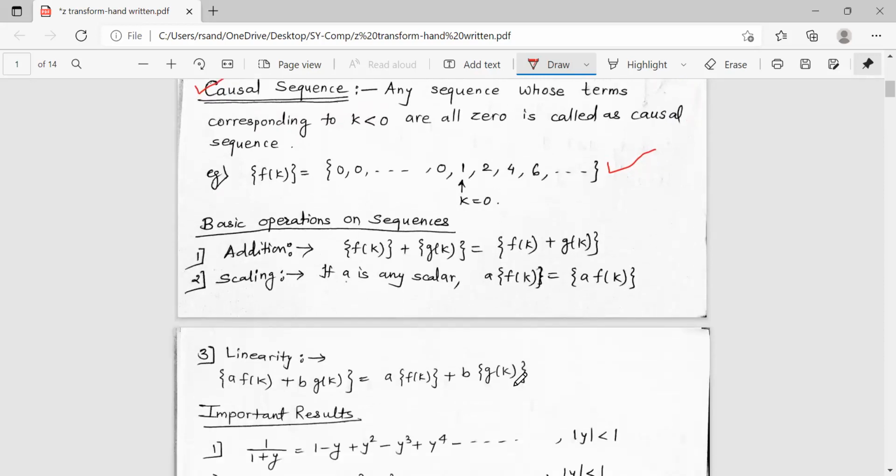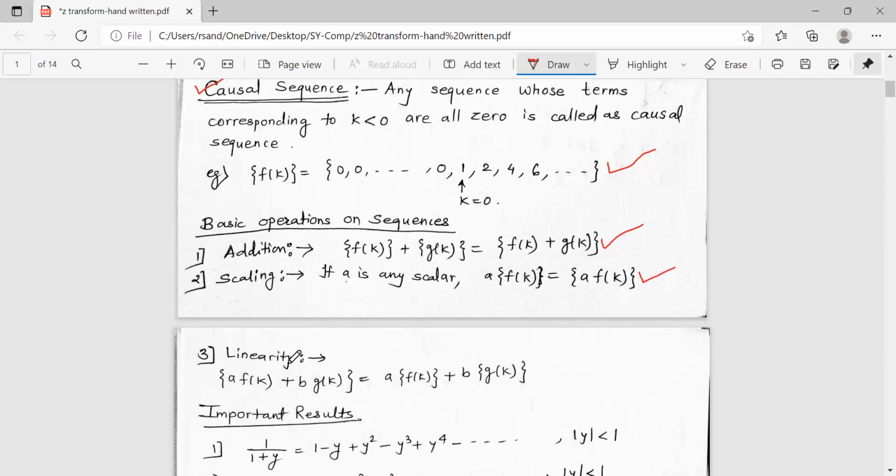Now coming to the basic operations, like how we do operations in simple algebra, the real number system, the complex number system, which you have already seen. In the same way here also, for the sequences we can do the addition. So addition of two sequences is nothing but the combined addition of them, so f of k plus g of k. Similarly, if any sequence is multiplied by some non-zero scalar a, that means the entire sequence values are multiplied by a. That is the second property.